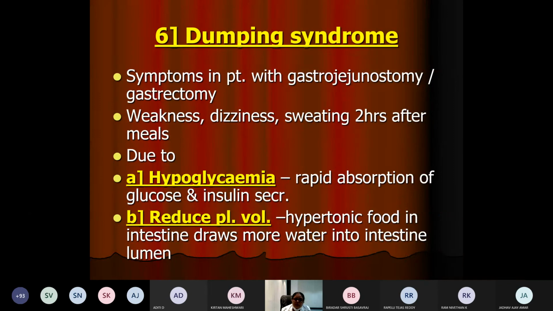Dumping syndrome. Symptoms in patients with gastrojejunostomy or gastrectomy: weakness, dizziness, sweating about 2 hours after meals due to hypoglycemia, from rapid absorption of glucose and insulin secretion, and reduced plasma volume, as hypertonic food in the intestine draws more water into the intestinal lumen.